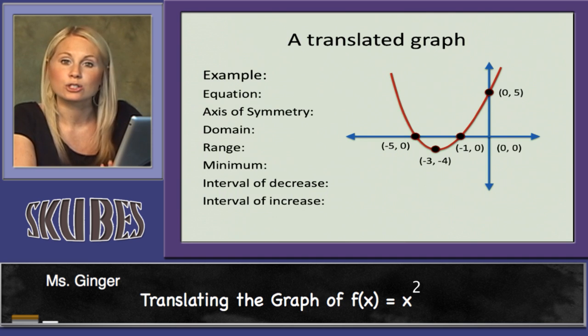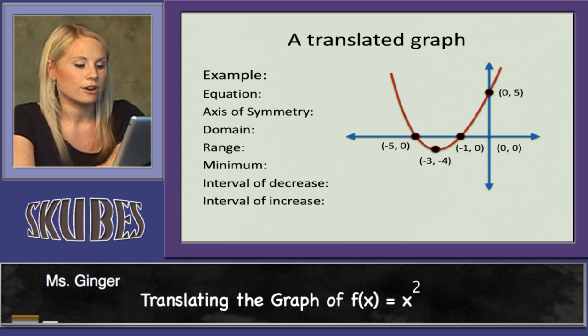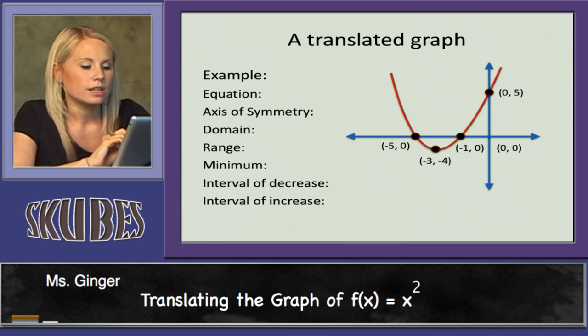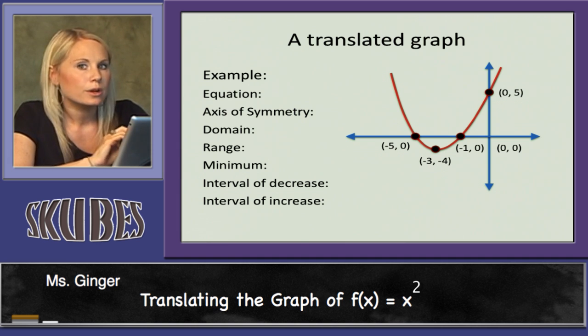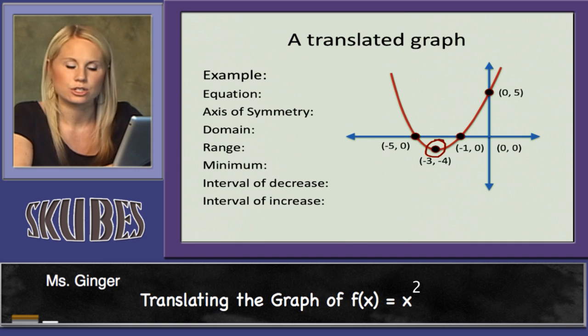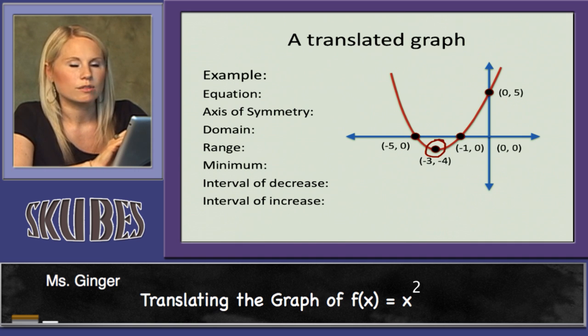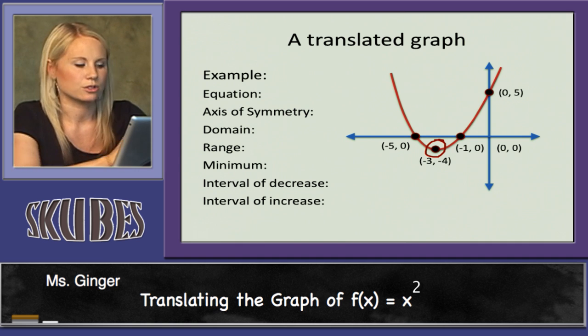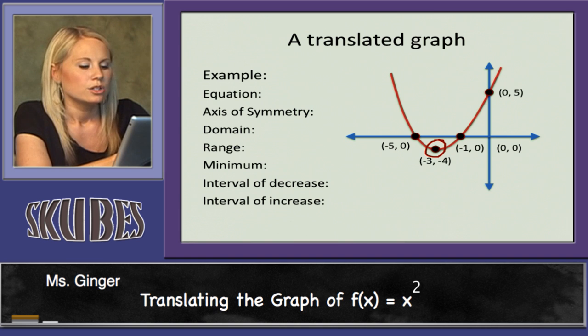Alright, so we have here a translated parabola. So let's see what's happening and how it affects our characteristics. We're going to take a look, and we can see a very important part of this parabola is located at the vertex, which is here. That's the place where our direction changes. So -3, -4 is going to determine a lot of our answers here. So what would our equation be?